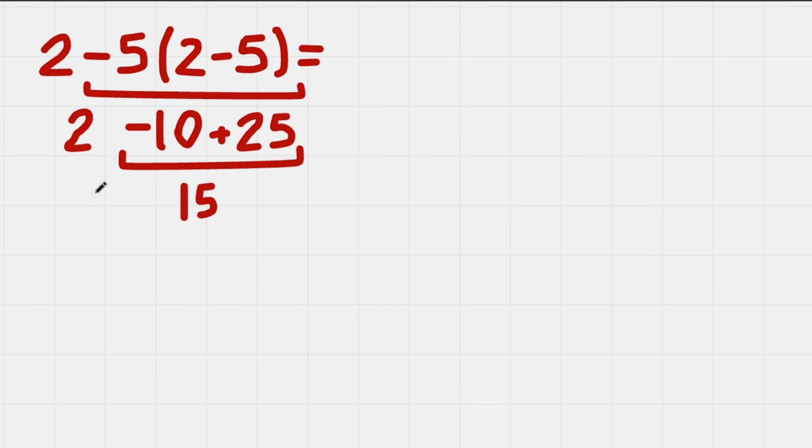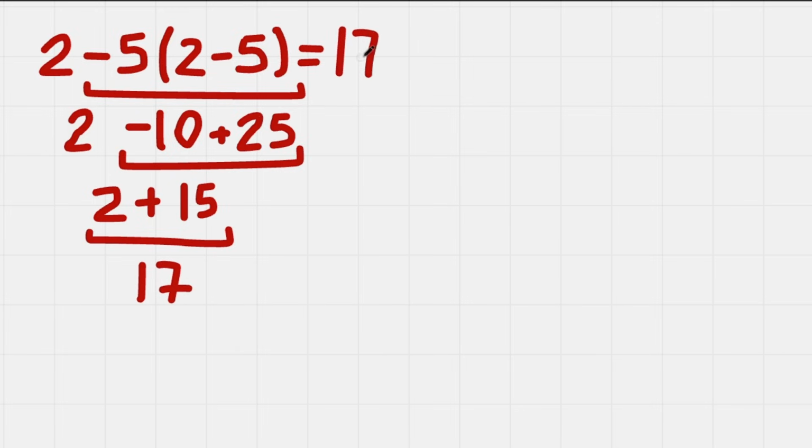And we also have 2 at the beginning. And the sign that must be here is just the sign of 15. 15 is positive, so plus. 2 plus 15 gives us 17. And 17 is the final answer. This is how mathematicians would solve this problem.